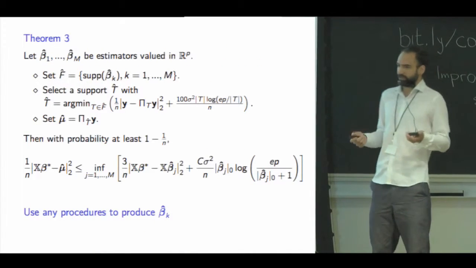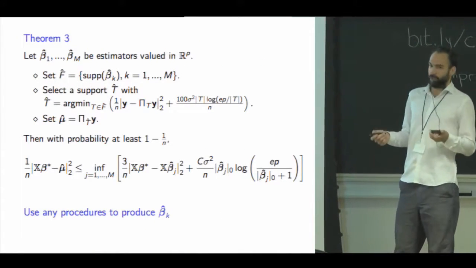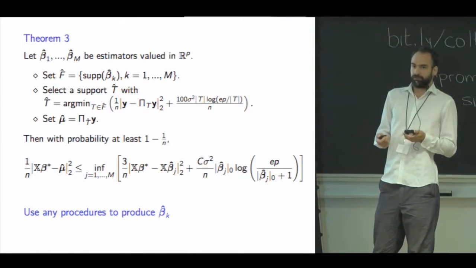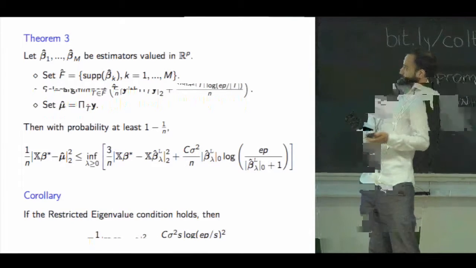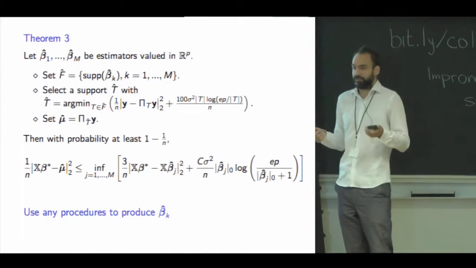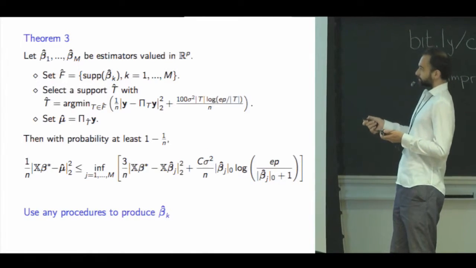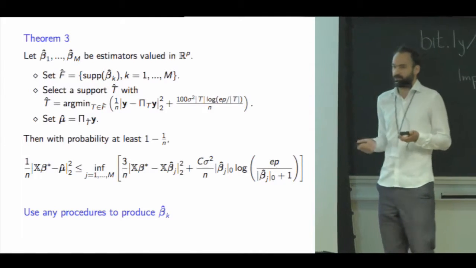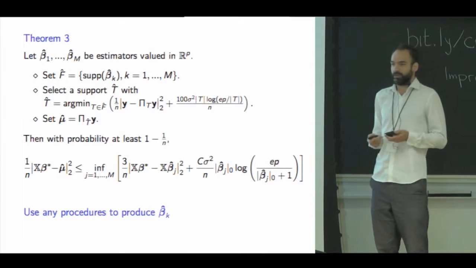And the result is actually more general, because instead of plugging in the supports that appear on the regularization path of the lasso, you could plug in any nonlinear or linear estimators and put their supports into F hat, and you would obtain similar oracle inequalities.